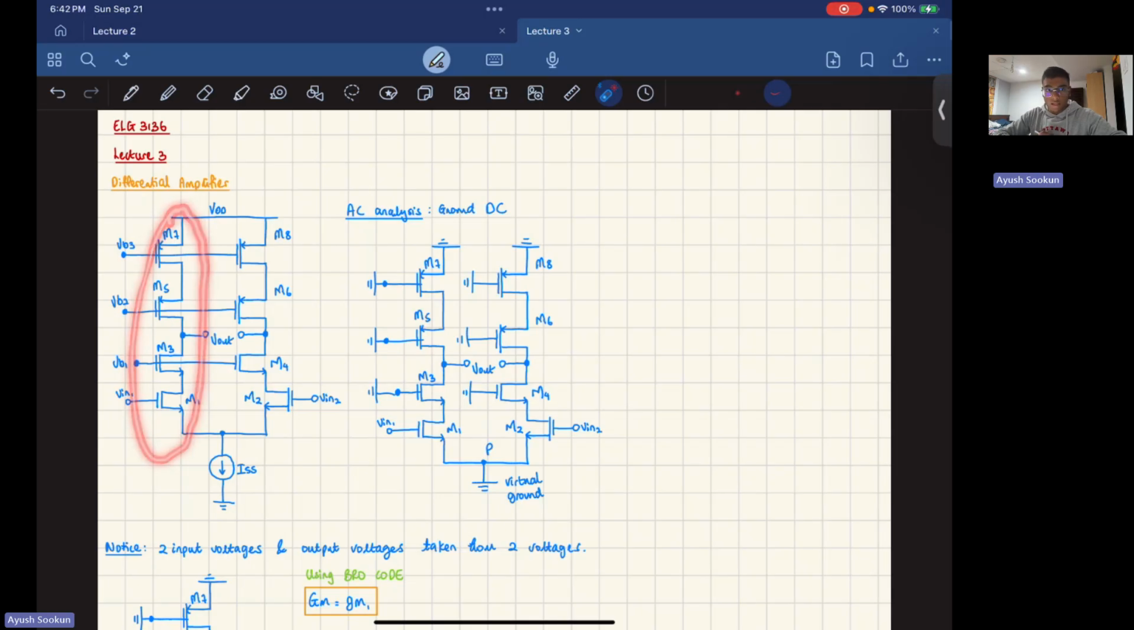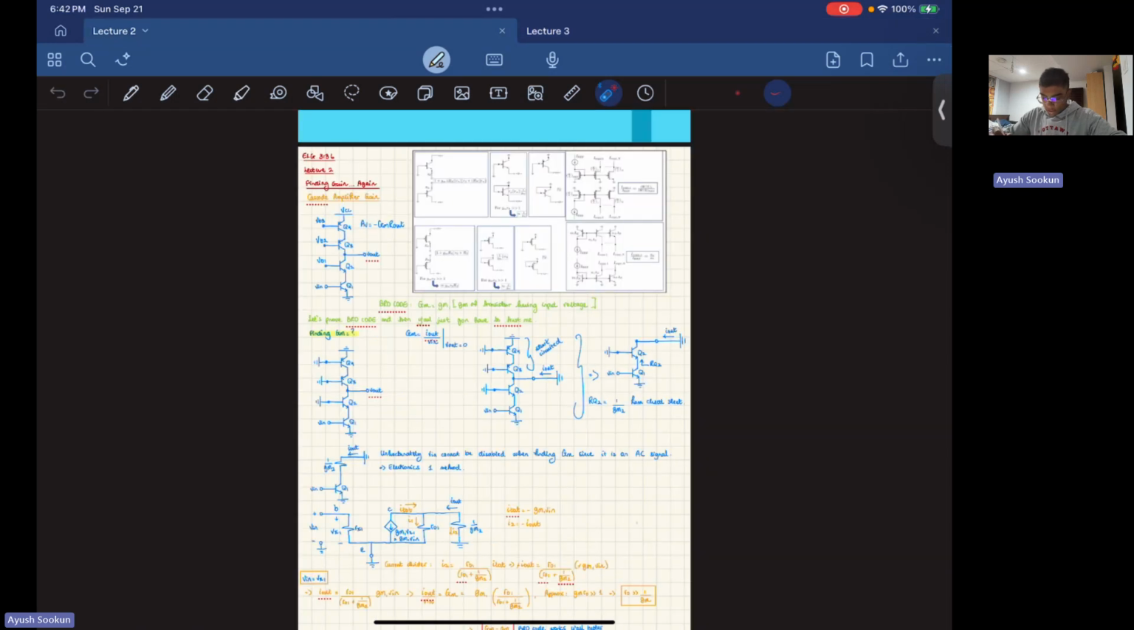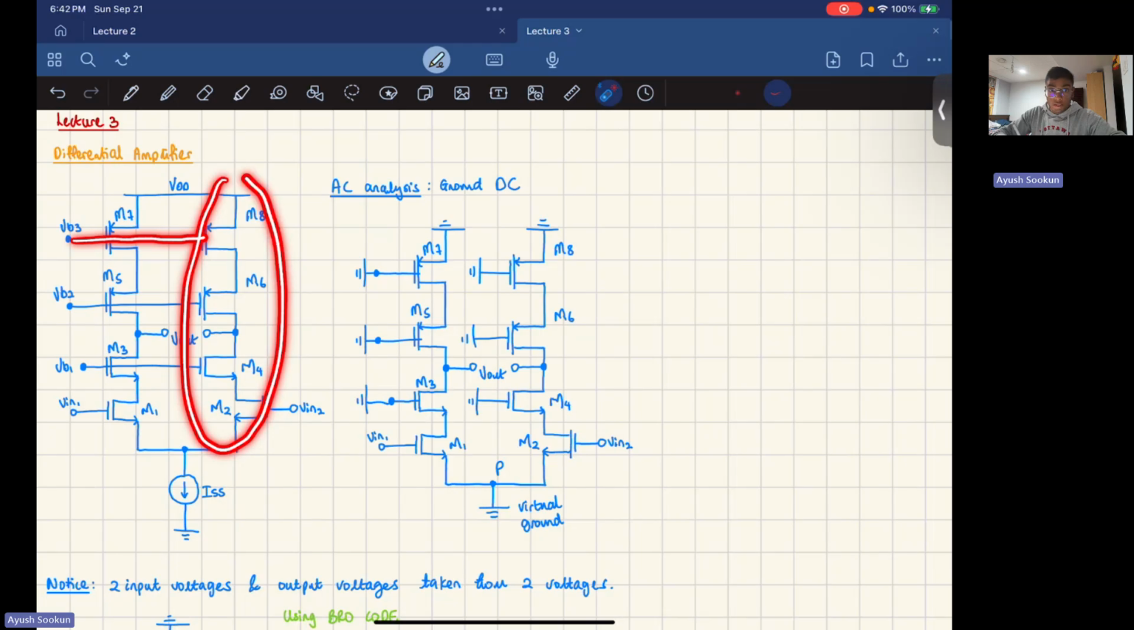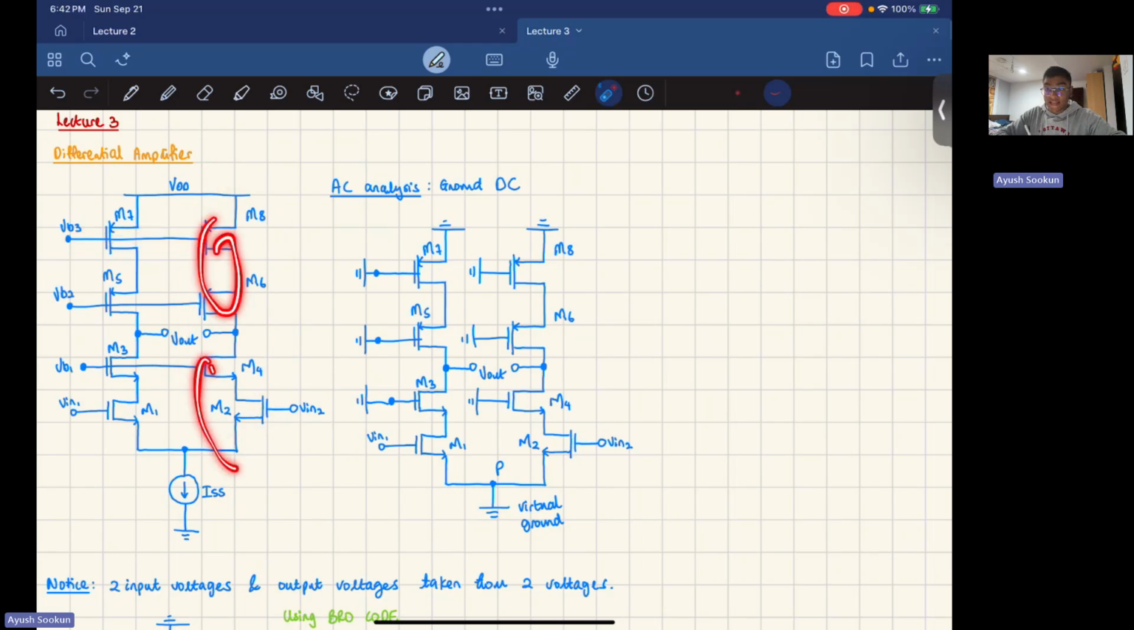Now, if you look at this schematic, you have transistors just like in the previous lecture, like the cascode amplifier. You can see that you have transistors cascoded right here. And then you can see that the same input is being fed into this similar circuit right here, where you also have a cascode.